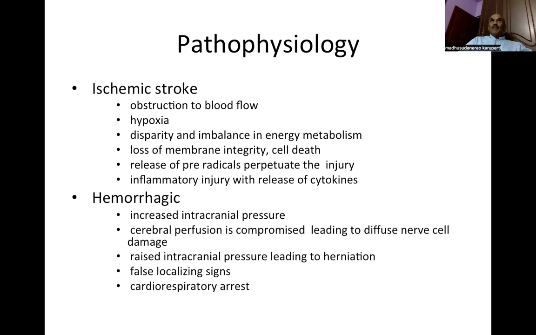So that results in raised intracranial pressure, which again compromises the cerebral blood flow, ultimately resulting in diffuse neuronal injury, unless treated early. That's why hemorrhagic stroke is associated with a high degree of fatalities when compared to ischemic stroke. Raised intracranial pressure leads sometimes to herniation, presenting with focal localizing signs, and brainstem compression and herniation result in cardiorespiratory arrest.